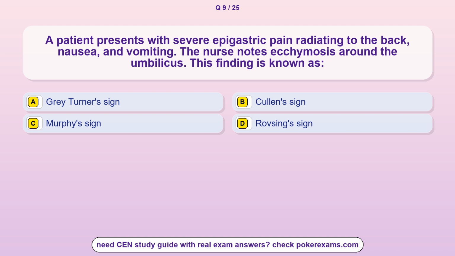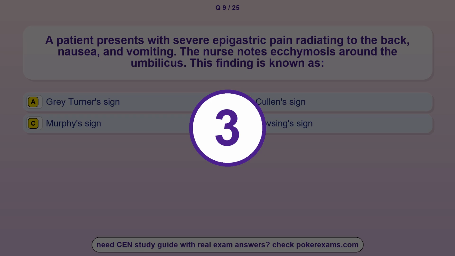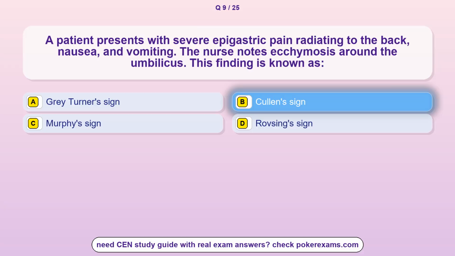Question 9. A patient presents with severe epigastric pain radiating to the back, nausea, and vomiting. The nurse notes ecchymosis around the umbilicus. This finding is known as option A, Grey Turner's sign, option B, Cullen's sign, option C, Murphy's sign, option D, Rovsing's sign. The correct answer is option B, Cullen's sign.